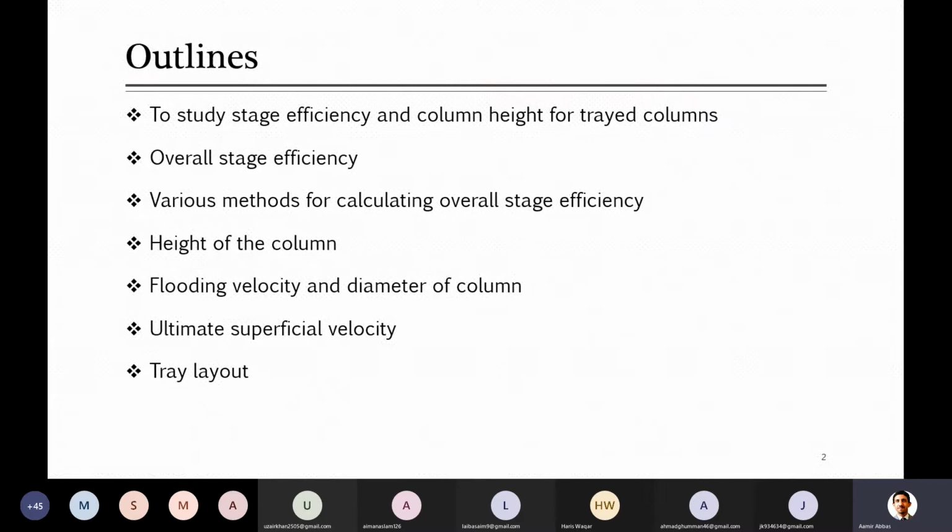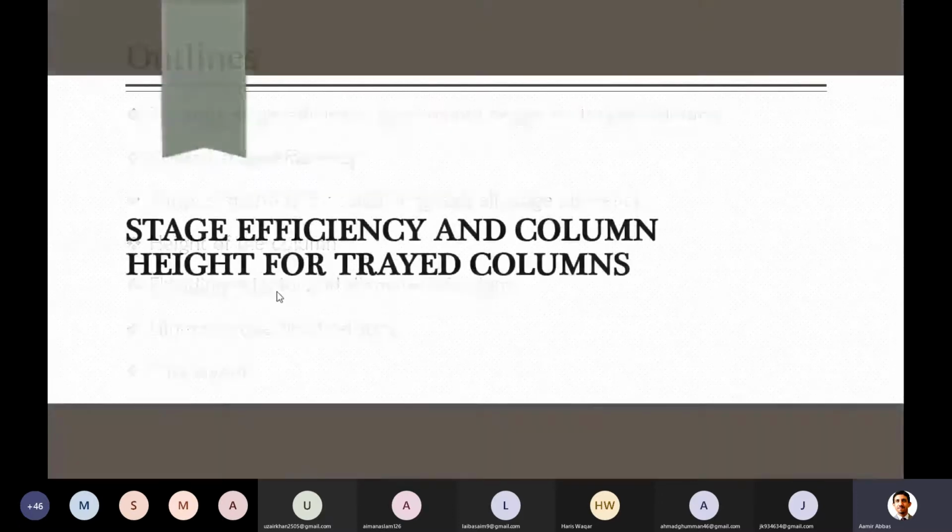The next topics left over are related to the diameter of the column, calculation of the diameter of the column, as well as flooding velocity. Then there is something called tray layout. I think this topic is not that important here, so it will be skipped.